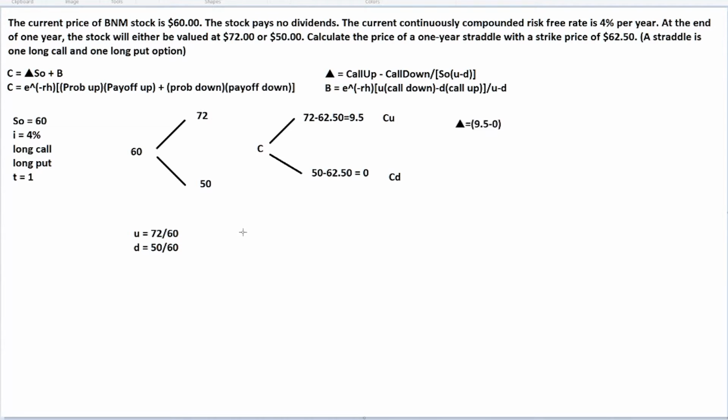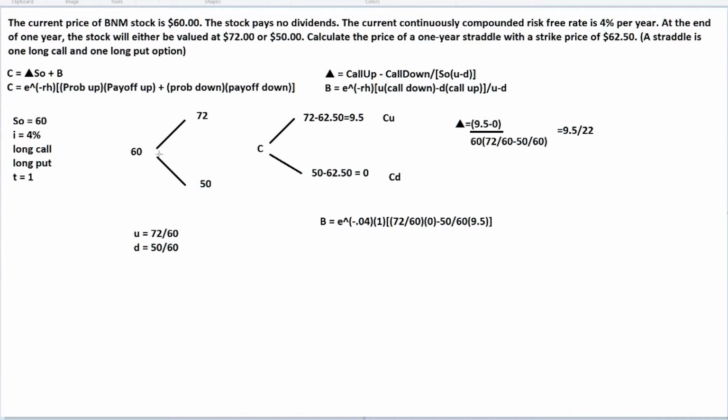Then moving forward, we're going to try and find our delta. Recall we have the delta formula right here. It's the call up minus the call down. Our call up here is 9.5, and call down was 0. Then we divide that by our stock price, which was 60, multiplied by the difference in the up factor and the down factor, which is 72 over 60 minus 50 over 60. And that gives us 9.5 over 22. So that's the first half of this formula finished.